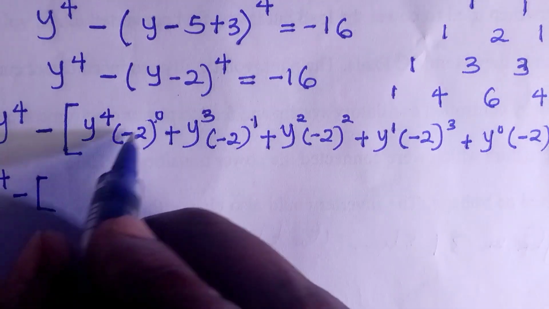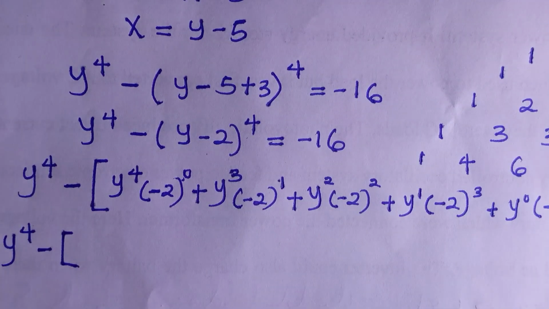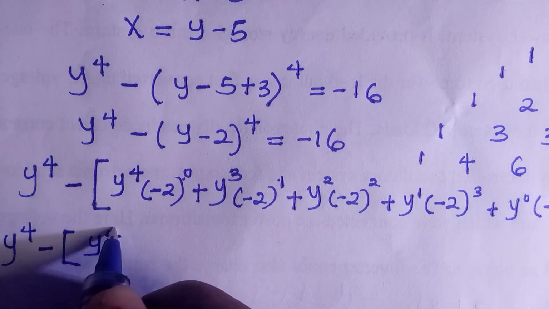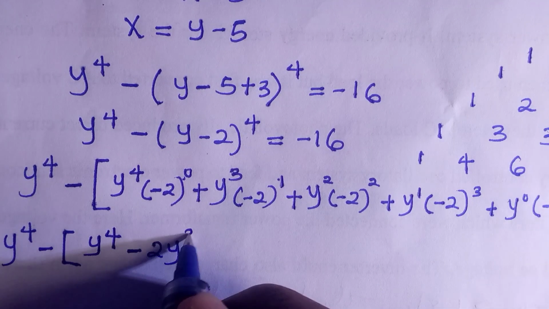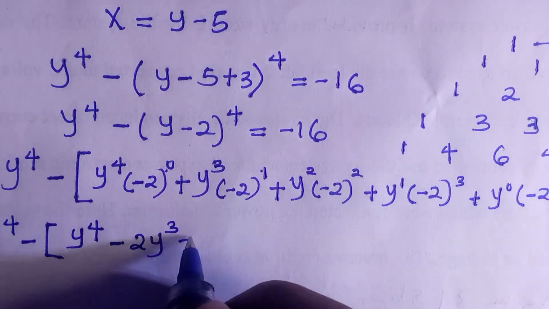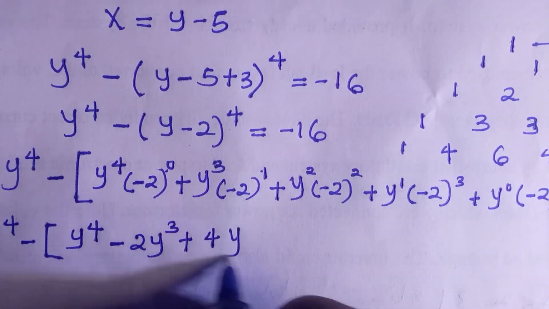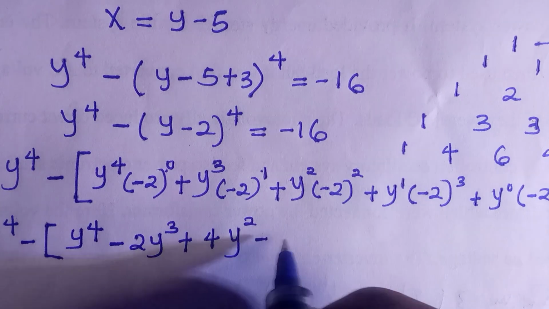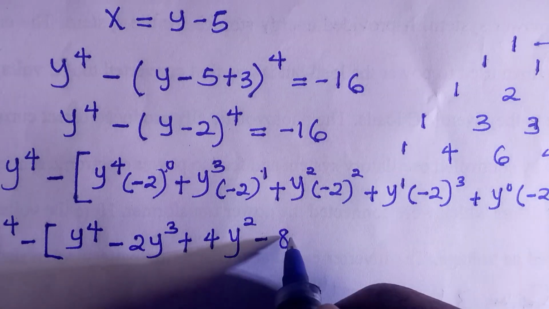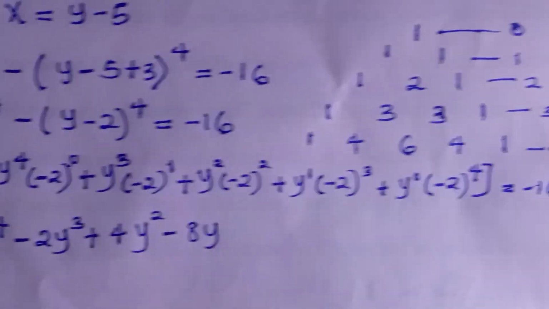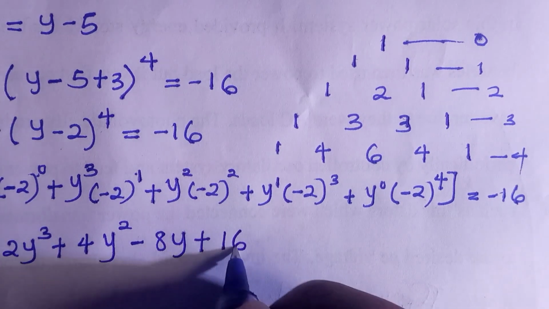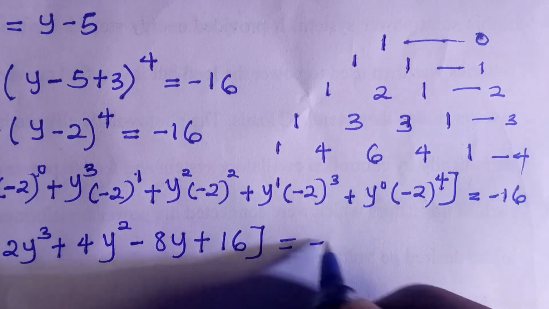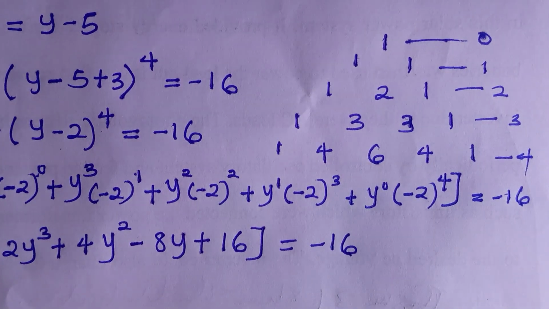So if we try to simplify this, any number raised to the power 0 here is 1, whereby we have y raised to the power 4, and here becomes minus y raised to the power 3 plus 4y raised to the power 2 minus 8y, and y raised to the power 0 is 1, so we have plus 2 raised to the power of 4, that is 16. Everything equals negative 16.